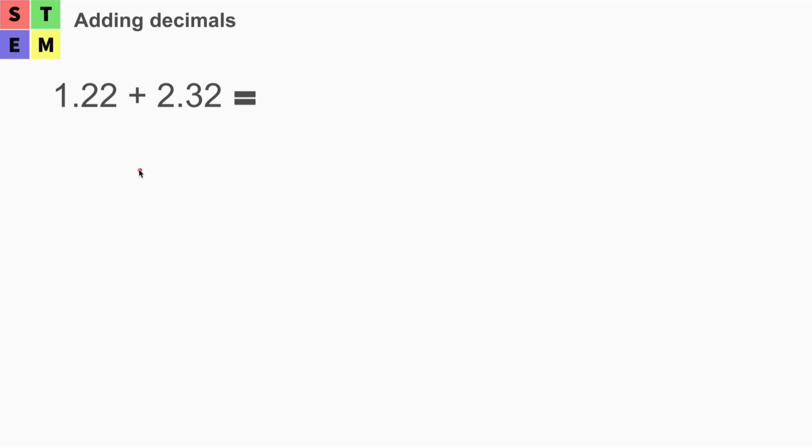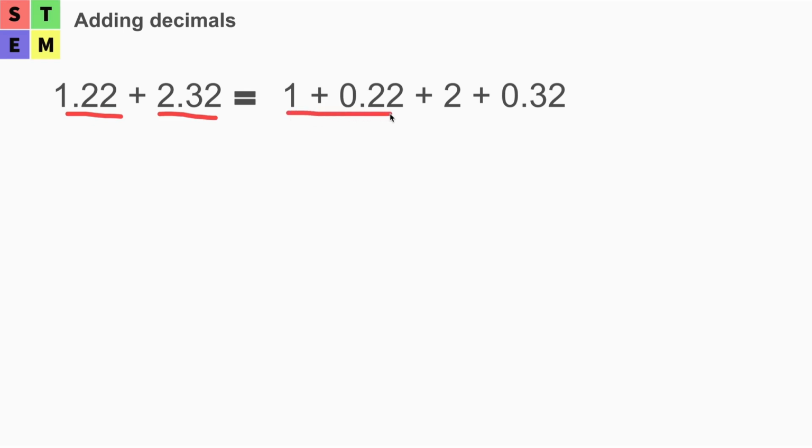And this is our next example, okay? So we not only have tenths there, we will have the hundredths there in this calculation. So we got here 1.22 plus 2.32. So what we're gonna do is we will have 1 plus 0.22 plus 2 plus 0.32, right? So again, separate this into this and separate this into this.